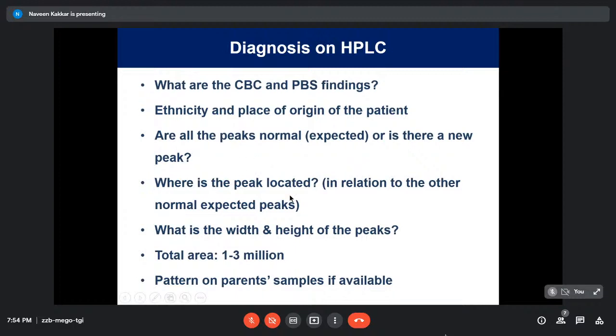Then look at the location of the peak. Where is it? As we look at the chromatograms, this will become clearer. In relation to the other normal expected peaks, where is this peak located? What is its width and height? Basically, you're looking at what percentage of hemoglobin is contained in this new hemoglobin. And your total area should be, like I said, 1 to 3 million. If you have the parents, please do a pattern on a parent sample if available, if you're getting stuck on the diagnosis.